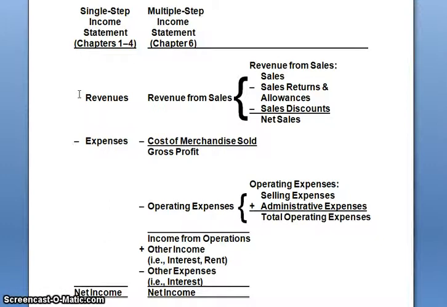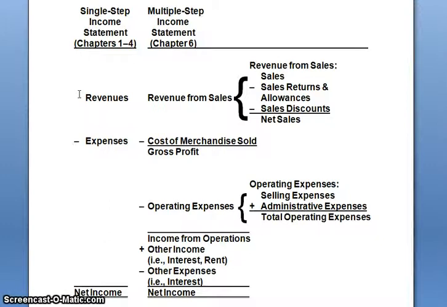Okay, so it's all revenues minus all expenses. There's none of this categorization with gross profit. There's none of this breakout of other income or other expenses. It's simpler to prepare this revenues minus expenses single-step income statement, but it really, for all intents and purposes, is useless for the purpose of running your business and really seeing whether or not your business is earning any money.